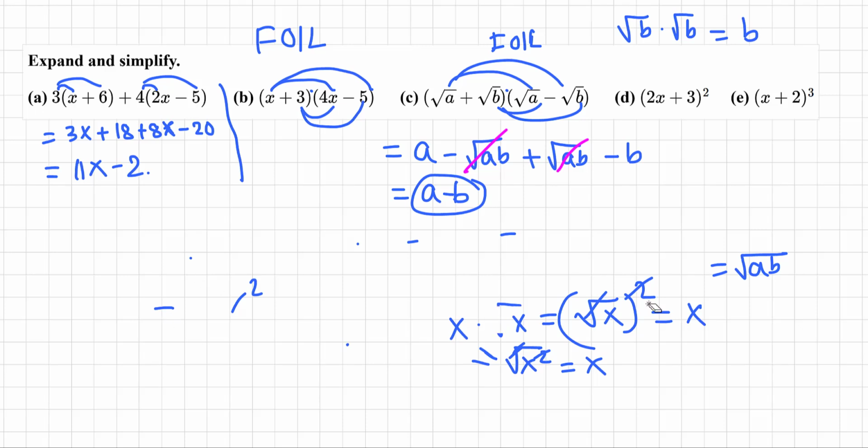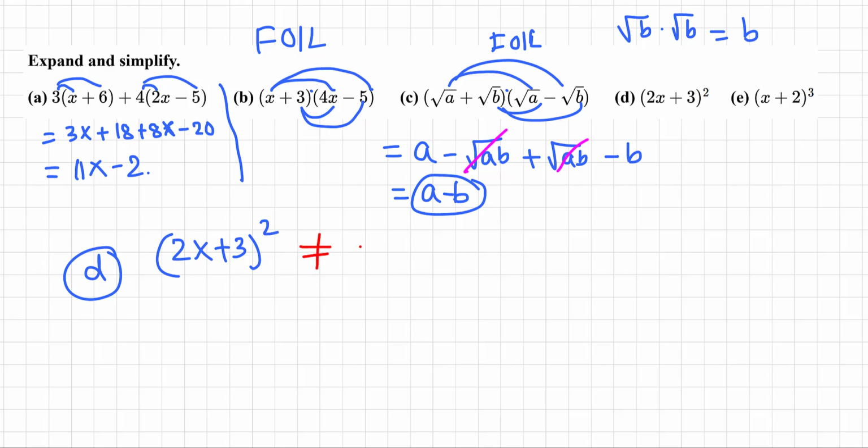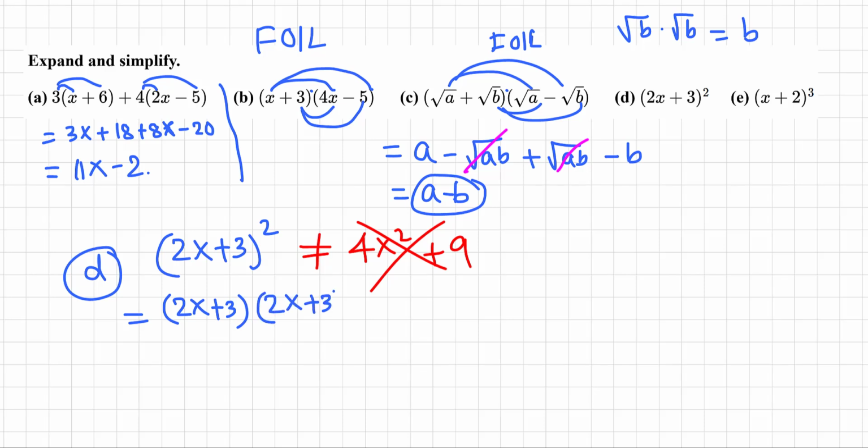So let me make room for that one. In part D we have (2x + 3) squared, which means we want to multiply 2x + 3 by itself. So for part D, let me write here (2x + 3) squared. And by the way, this is not simply (2x) squared, which is 4x squared, plus 3 squared, 9. This is not true. What is true then? (2x + 3) squared means 2x + 3 times the same thing, 2x + 3.